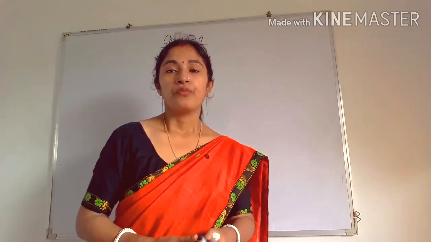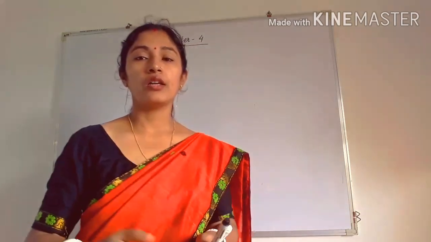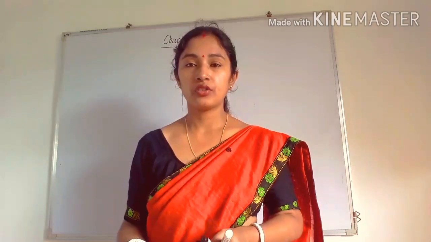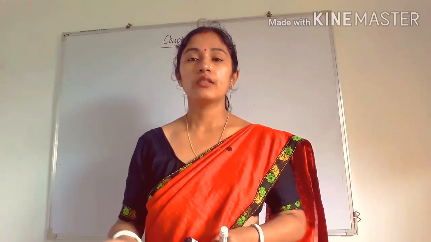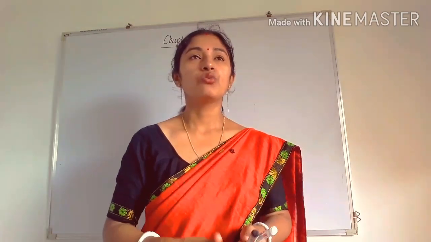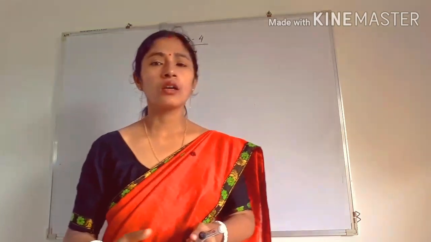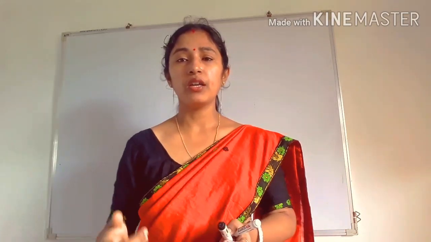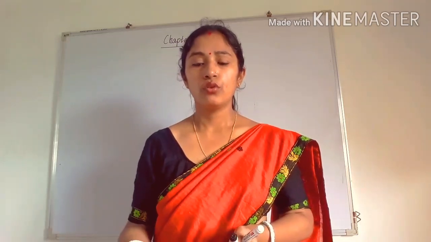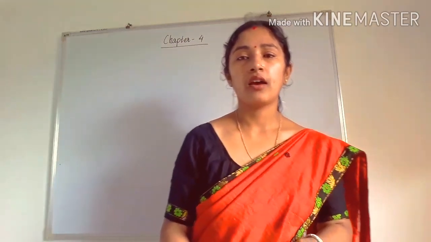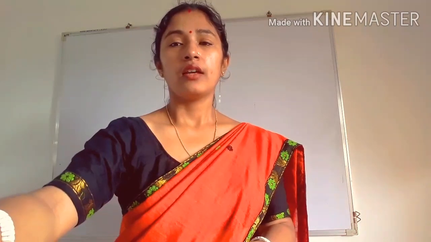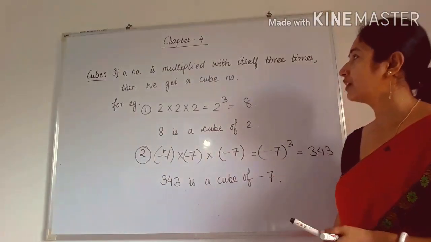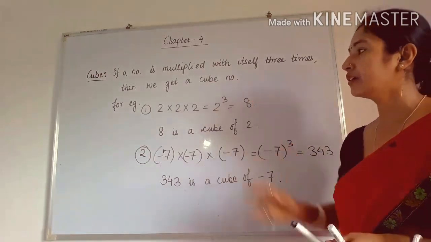So for example, 1 into 1 into 1 is equal to 1, or it can be written as 1 raised to the power 3, or you can say 1 cube is a cube number. Similarly 2 into 2 into 2 is equal to 8. That will be a cube number. 8 is a cube number. 8 is a cube of 2. I am going to write the definition first, next I will go to the example. So if a number is multiplied with itself 3 times, then we get a cube number.